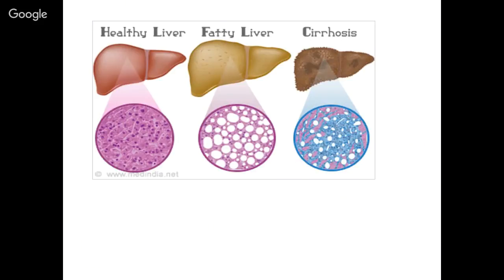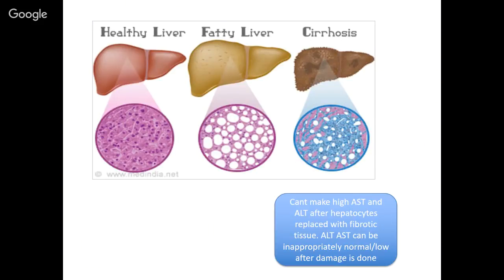So sometimes when the liver's been under attack for a long time by some process that you didn't know about, the person actually presents already with the liver not working. And that's because the cells have dropped out. So you don't pick up the abnormal enzymes, you just pick up that the liver is not working. So you can't make a high AST and ALT if the hepatocytes are replaced by fibrotic tissue. So sometimes those things can be inappropriately low after the damage is done.